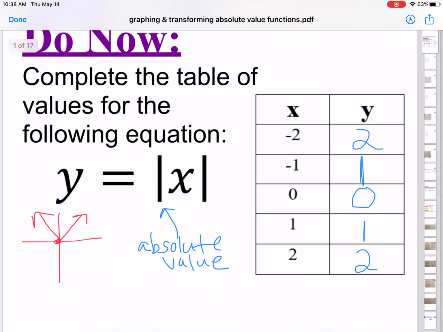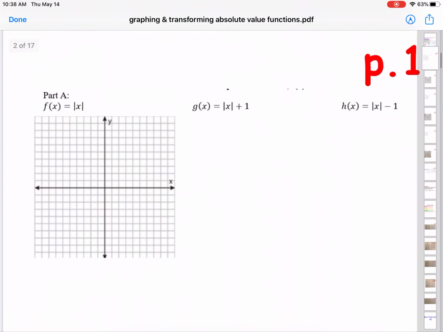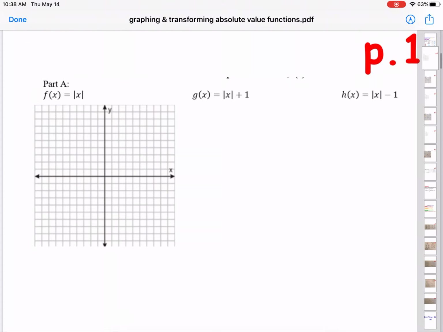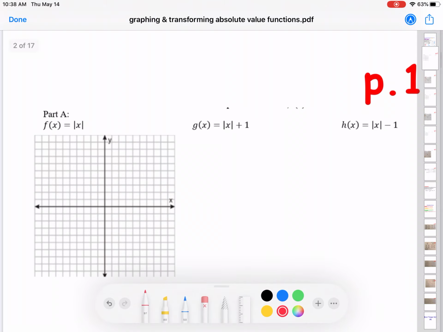So let's get into our lesson here. Again, now that we know what the basic graph looks like, we're going to talk about transforming it. So for this lesson, you're going to need the new packet, function families part 2, and we're starting on page 1. So for these functions, our parent function or our original absolute value function is just y equals the absolute value of x. When we start to transform it, it's going to look pretty similar to our quadratic functions.